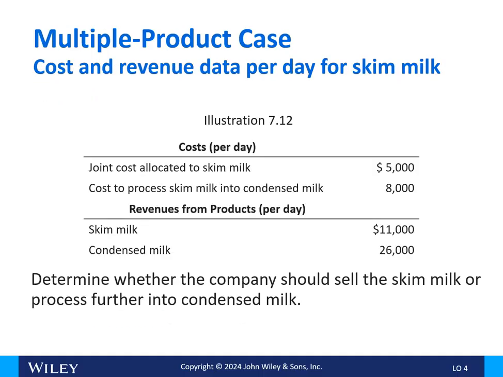Now if we look at the other split off, skim milk, it costs $5,000 to get us to skim milk. Again, that's not relevant. We're just going to look at the incremental. So the cost to process skim milk and to condense is $8,000. Skim milk sells for $11,000. Condensed milk sells for $26,000. Determine whether the company should sell the skim milk or process further into condensed.